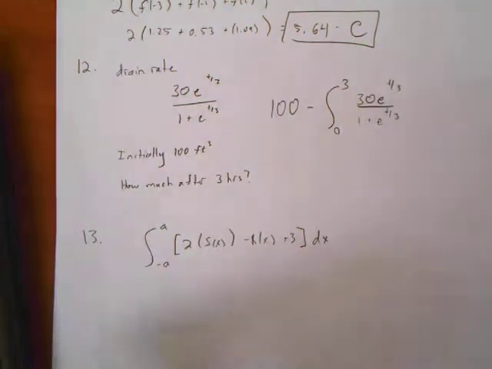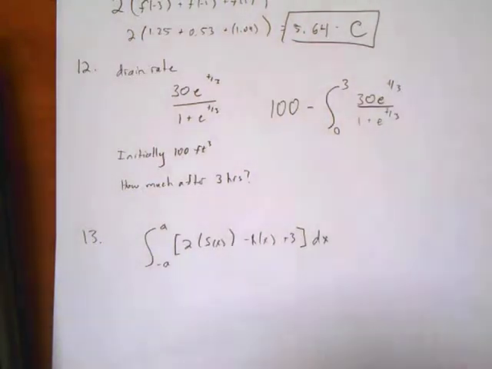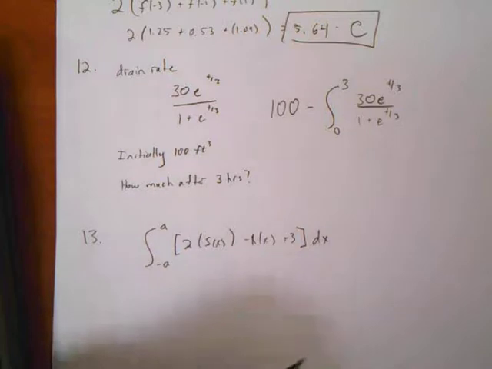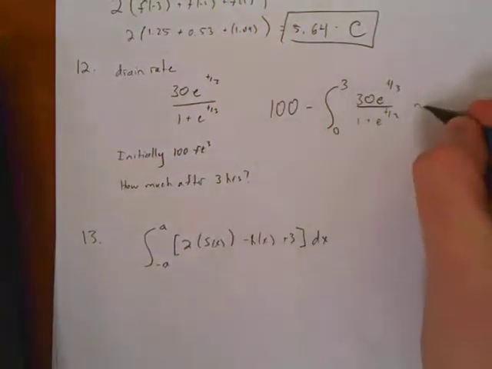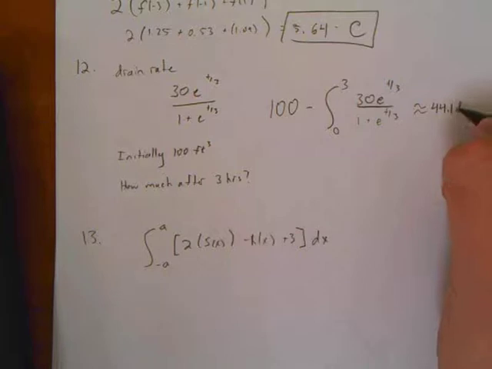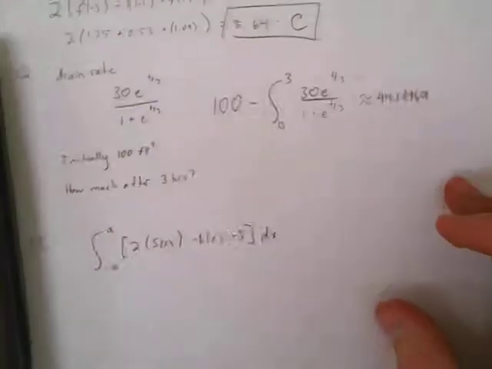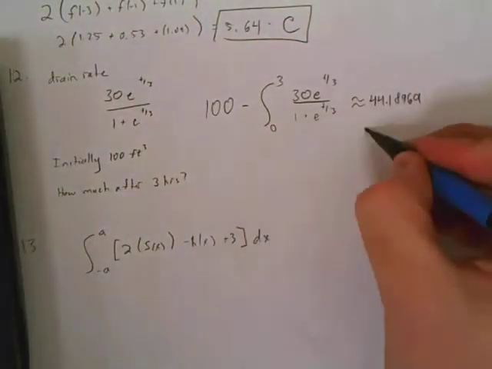So if you do that, you can use your calculator, the math 9 function, typing in your function 30 e to the t over 3 divided by 1 plus e to the t over 3, comma x, comma 0, comma 3. And you want to do 100 minus the value you get when you do that. So that gives you approximately 44.18969. And that answer is B.